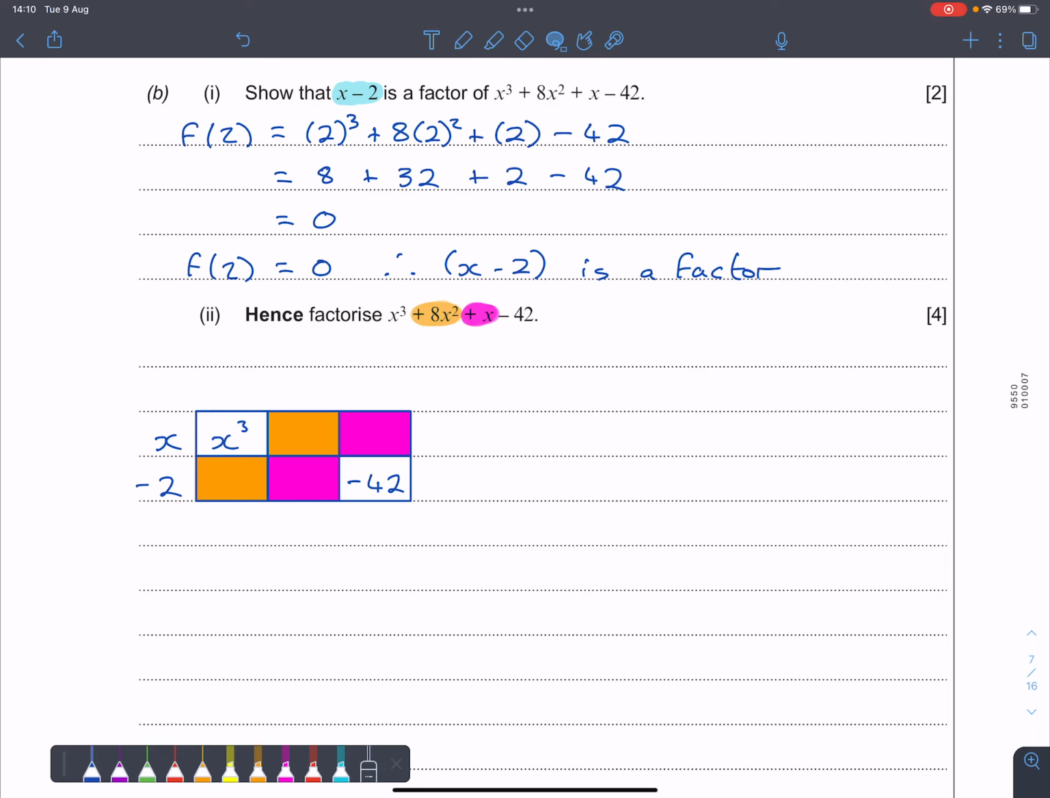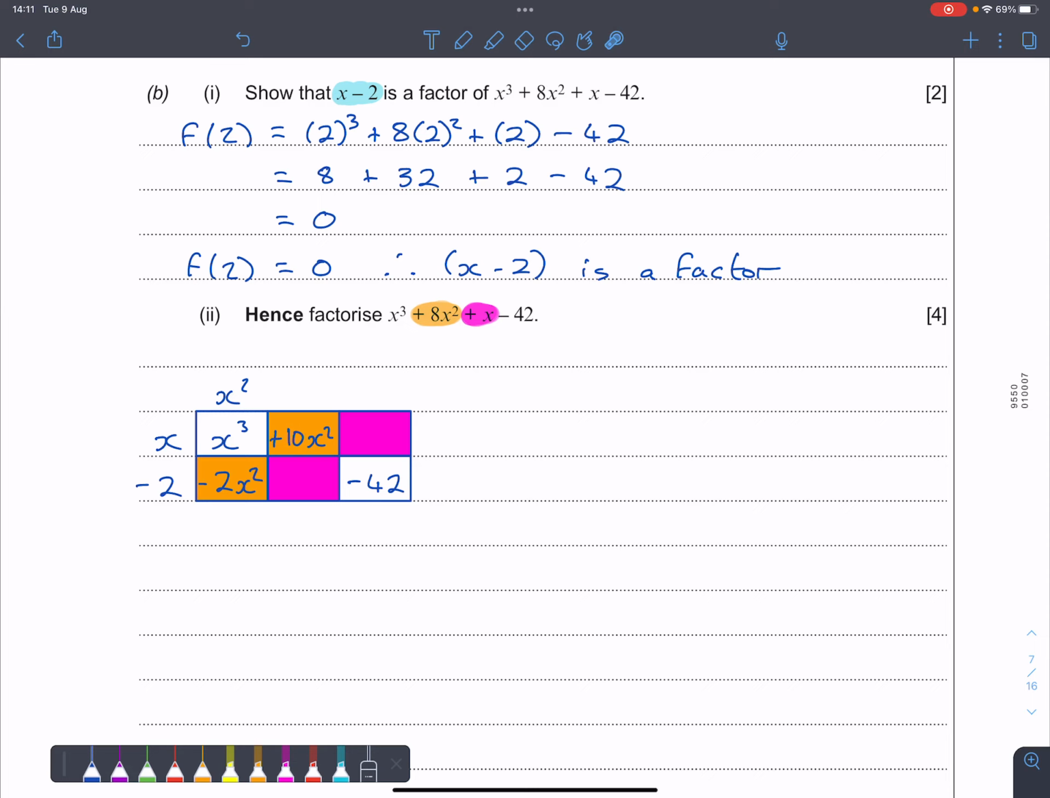Okay, so let's crack on with this. I know that x times something is x cubed. Well, that's fairly easy. That's x squared. So now I can fill in this box down here because that box is negative 2 times x squared, so that's negative 2x squared. Now, if these two boxes are my x squared and I need 8 of them, at the moment I've got negative 2 of them, that means I need another 10. So I'm going to have plus 10x squared there.